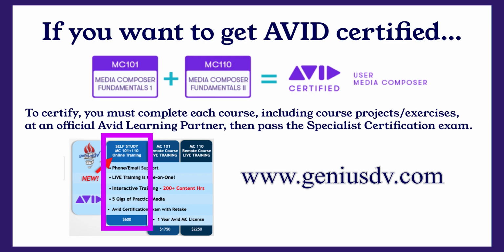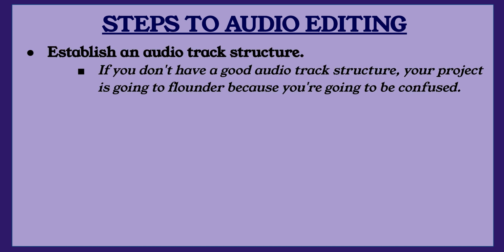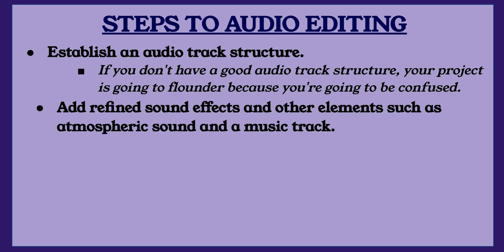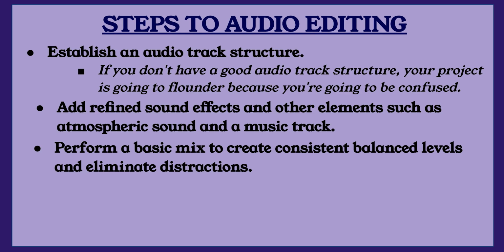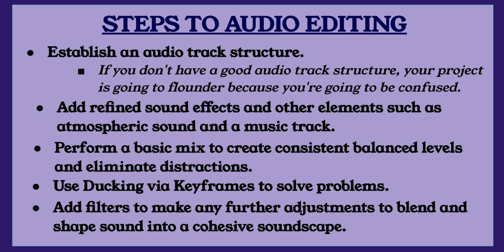So let's move on. The steps to audio editing. First, establish an audio track structure, which we already did. If you don't have a good track structure, your project's going to flounder because you're going to be confused. We are going to start adding some refined sound effects and other elements to our track. We're going to perform a basic mix to create consistent balance levels and eliminate distractions. We will use ducking via keyframes to solve any additional problems the other steps have given us, and we'll add filters to make any further adjustments to blend and shape our sound into a soundscape.